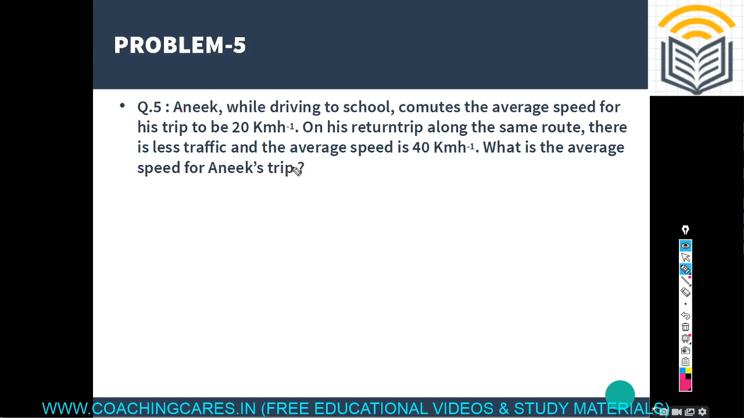Anik, while driving to school, commute average speed for his trip to be 20 km per hour. On the return trip, just take care of this word, return trip along the same road, there is less traffic and average speed is 40 km per hour. So here there are two cases. We have to calculate the average speed of Anik's whole trip. First case is Anik reaching the school, driving to the school, so commuting with the average speed of 20.